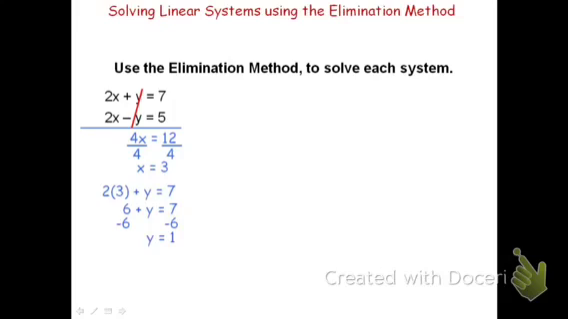Just remember, when you're done, you need to write the solution as a coordinate. It's the point of intersection. The solution here is the coordinate 3, 1.